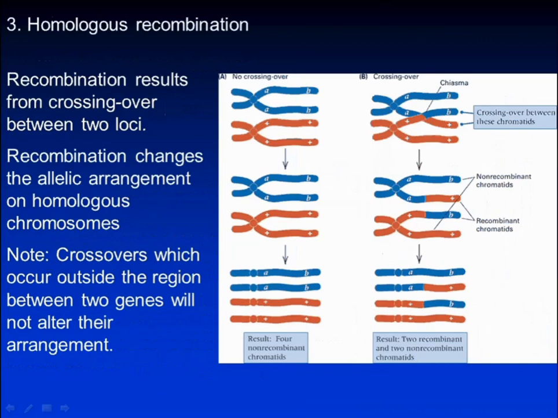Here are 2 homologous chromosomes. When there's no crossing over between these 2 loci, there are no recombinant chromatids. But here on the right, there's a crossing over between these 2 loci. This results in 2 recombinant chromatids and 2 non-recombinant chromatids.